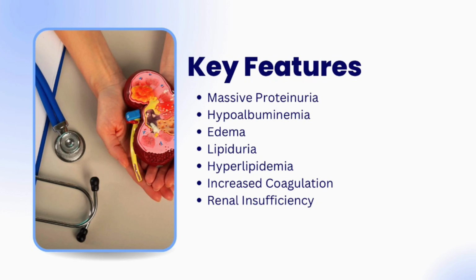The clinical manifestations or presentations are massive proteinuria or elevated protein, particularly albumin, in the urine. Hypoalbuminemia, which is the low levels of albumin in the blood. Next is edema or swelling due to fluid buildup in bodily tissues. Another one is lipiduria or presence of lipids in the urine. And hyperlipidemia or elevated levels of lipids in the blood. Increased coagulation, and lastly, renal insufficiency or the poor functioning of the kidneys.